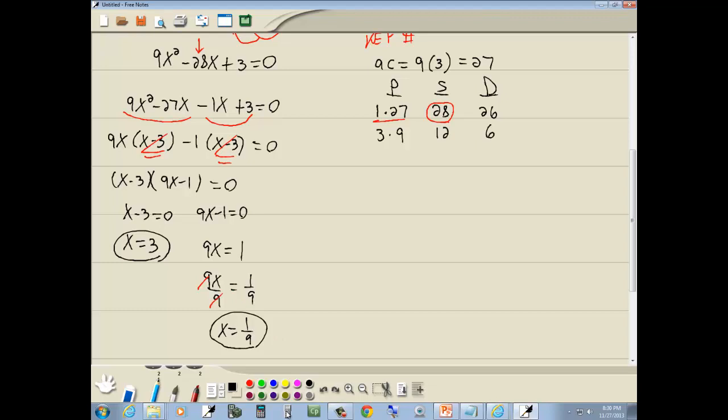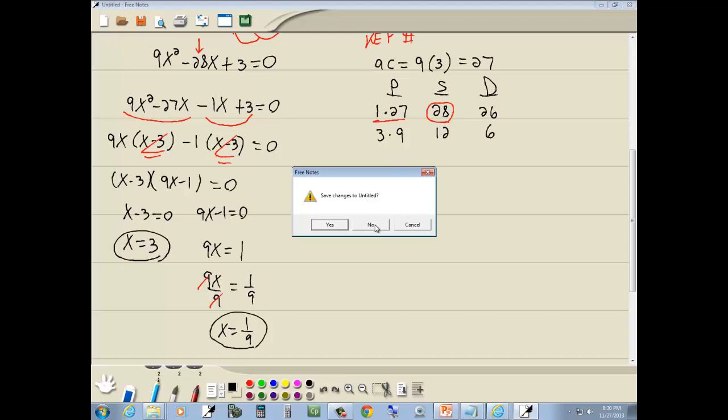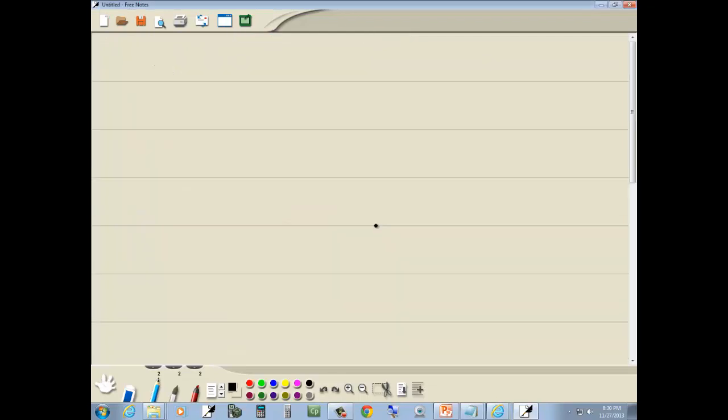Now, if you're weak on factoring, you probably want to go watch the factoring videos to kind of refresh your memory on that. If you're good at factoring, this property is very, very straightforward. Now, the next problem is you're going to use a square root property.